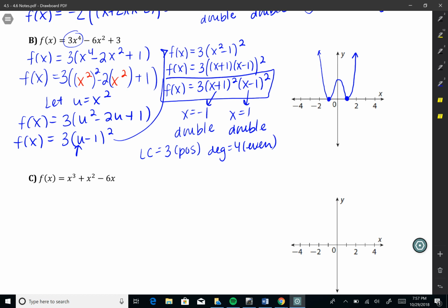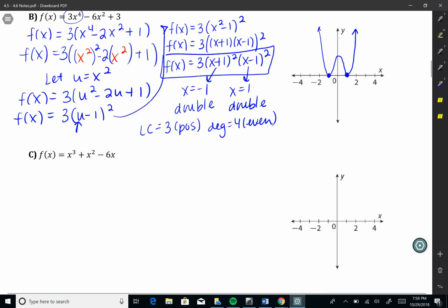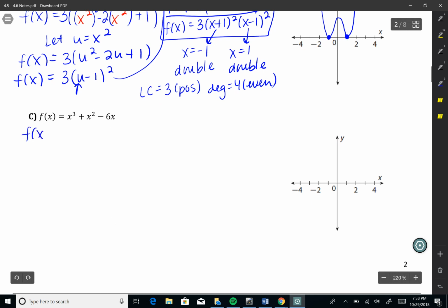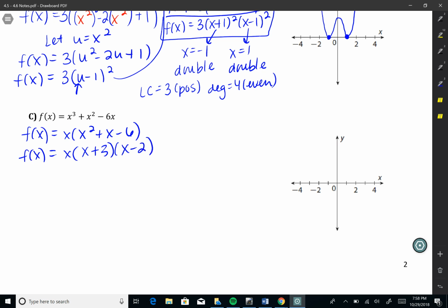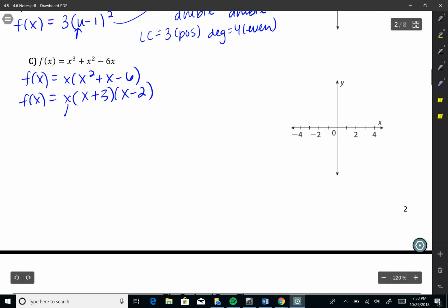All right, last one. F of x equals x cubed plus x squared minus 6x. Looks like I can take an x out of all of those. F of x equals x times x squared plus x minus 6. Here's just a run-of-the-mill trinomial. I don't have to do any u substitution, thank goodness. That factors to x plus 3 times x minus 2. So I have 3 0 values. I have from this factor x equals 0, x equals negative 3, and x equals positive 2. So there's negative 3, 0, positive 2.